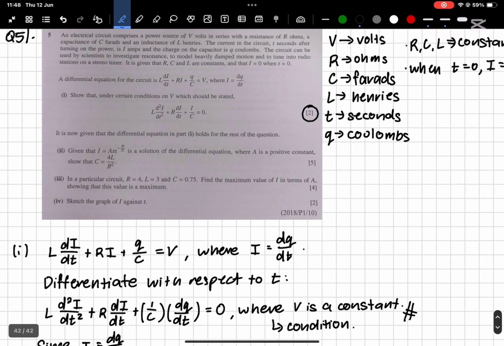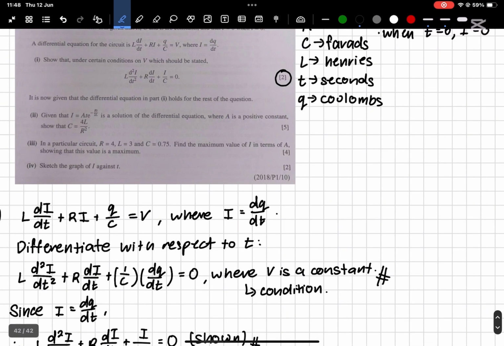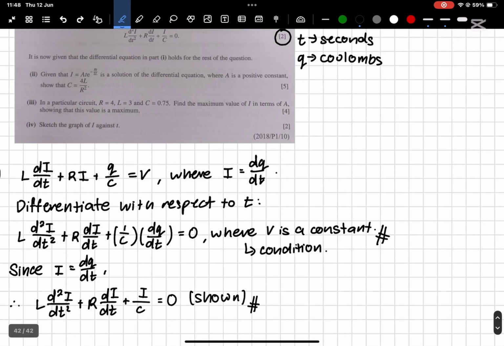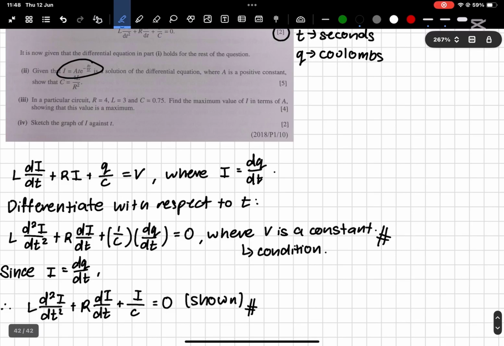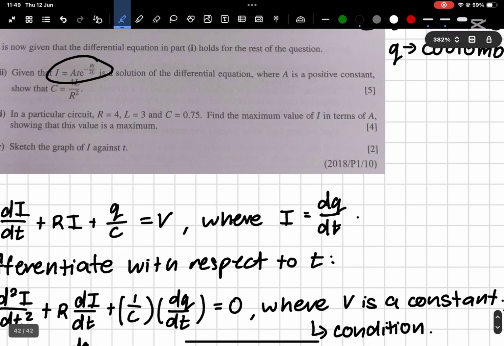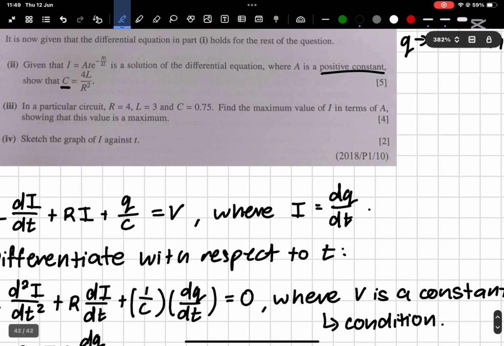Now it gets very tedious. It's 5 marks and probably going to involve integrating. It's now given that the differential equation from part 1 holds for the rest of the question. Given that I equals At e^(-Rt/2L) is a solution of the differential equation, where A is a positive constant, show that C equals 4L over R squared. So, given this information, we are able to carry out some of the work.